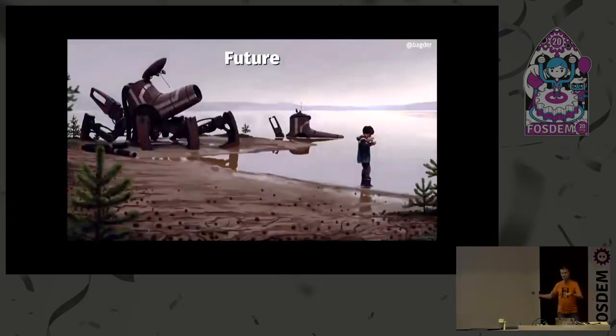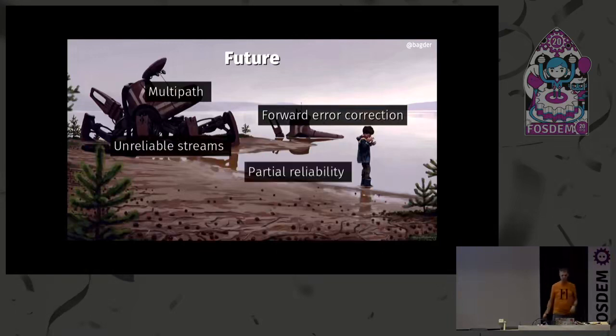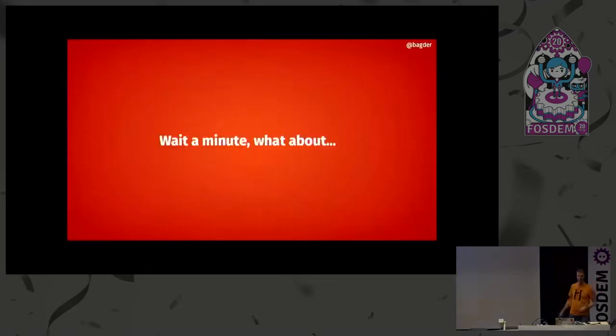And the future then, once this is shipped, people are waiting to add more stuff: multipath, forward error correction, unreliable streams. So you can mix reliable and unreliable streams within the same connection, right? Bring UDP back into QUIC. Or what about partial reliability? Only a little bit. It's actually sort of pushed for by video people. Of course, more application protocols. So there's a huge demand of people waiting. Once this ships, there's going to be more work on QUIC version 2 as soon as QUIC version 1 ships. So there's a lot of people waiting to do things.